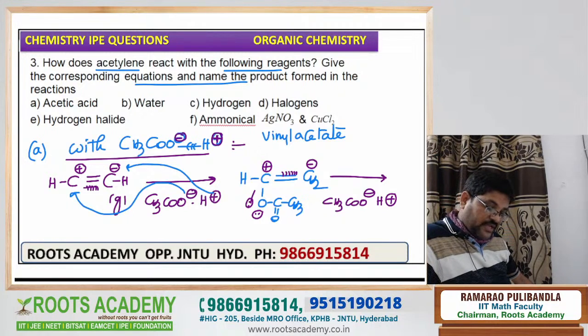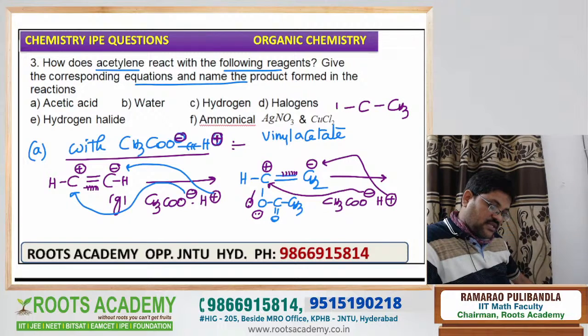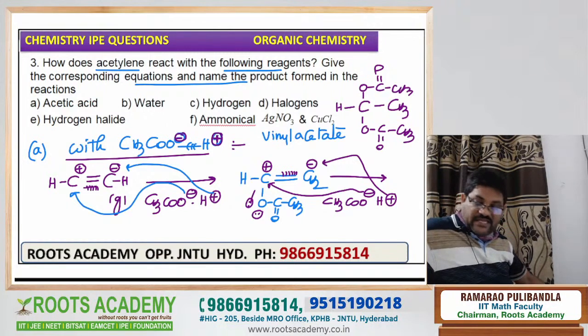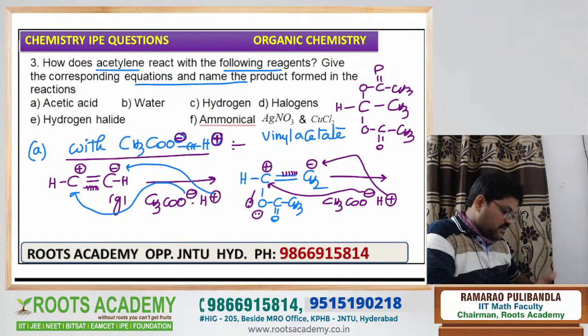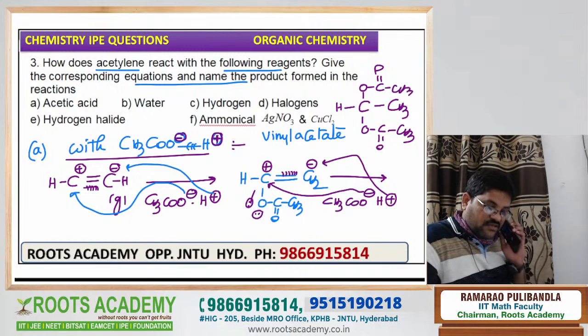Understood? Now again the H plus ion attacks the CH2 minus and the CH3COO minus ion attacks the C plus. From that, what do you get? You get CH3, CH(OCOCH3), OCOCH3. That is called ethylidene diacetate forming. What is forming? Ethylidene diacetate is forming. Understood what I am saying?